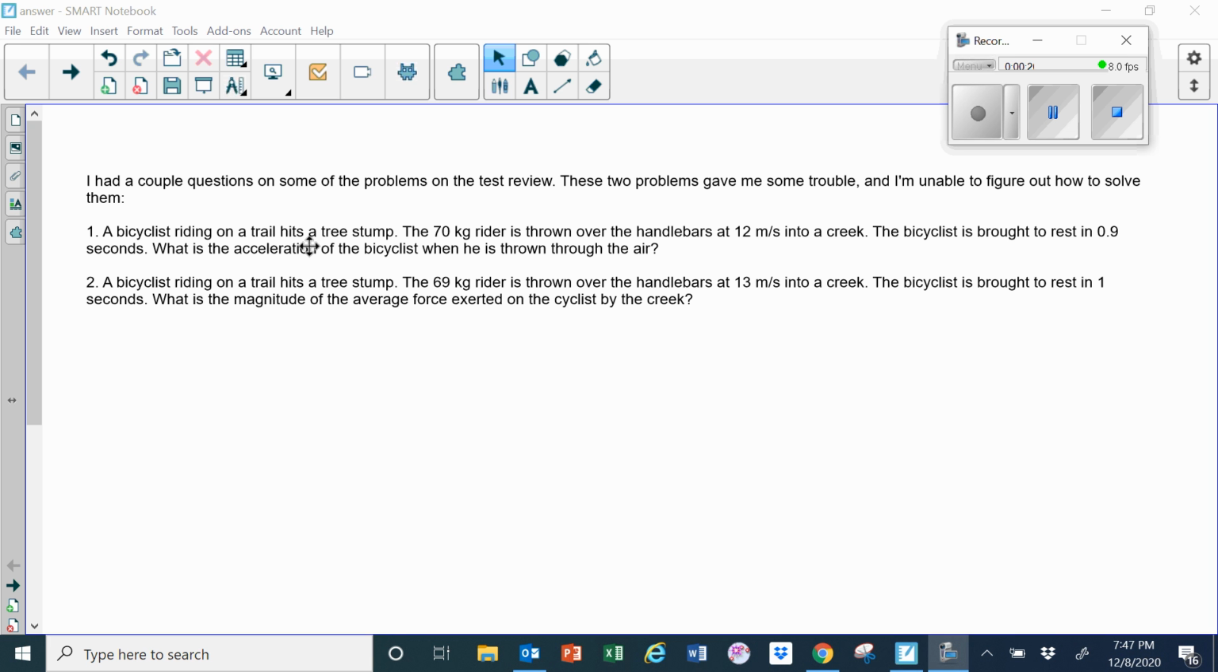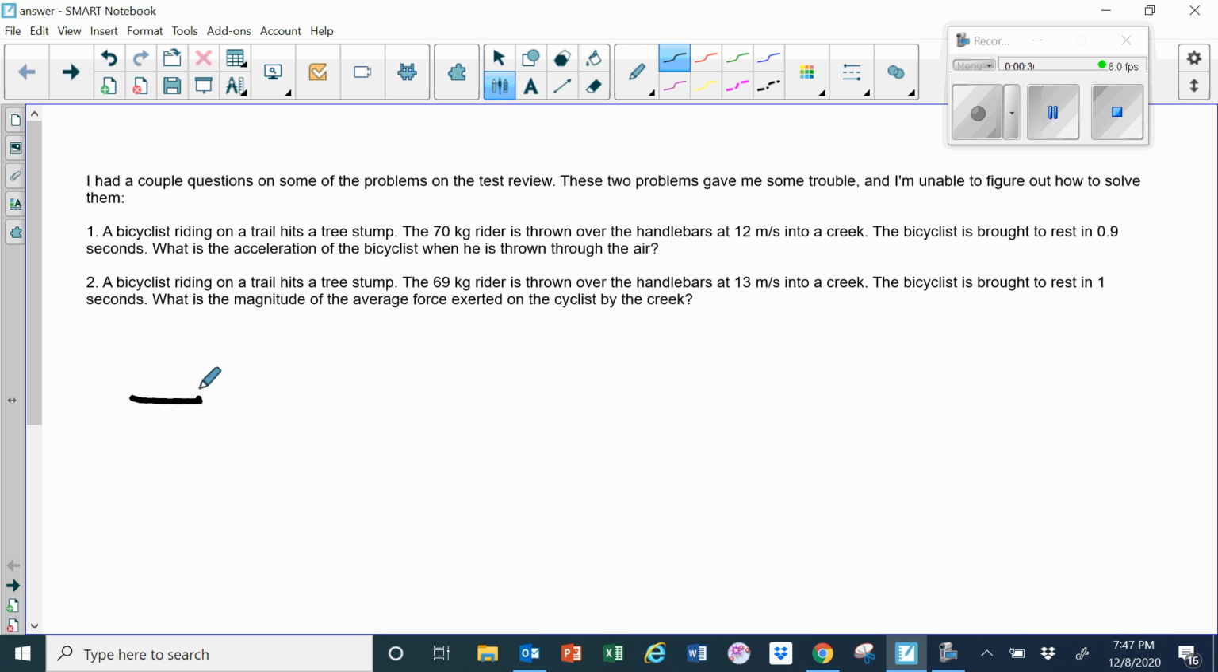So you've got two problems here. They're really the same problem. So I'm just going to do the problems together with the same numbers rather than two different sets of numbers because it's the same problem, okay? So I'm going to start off by drawing a picture first.